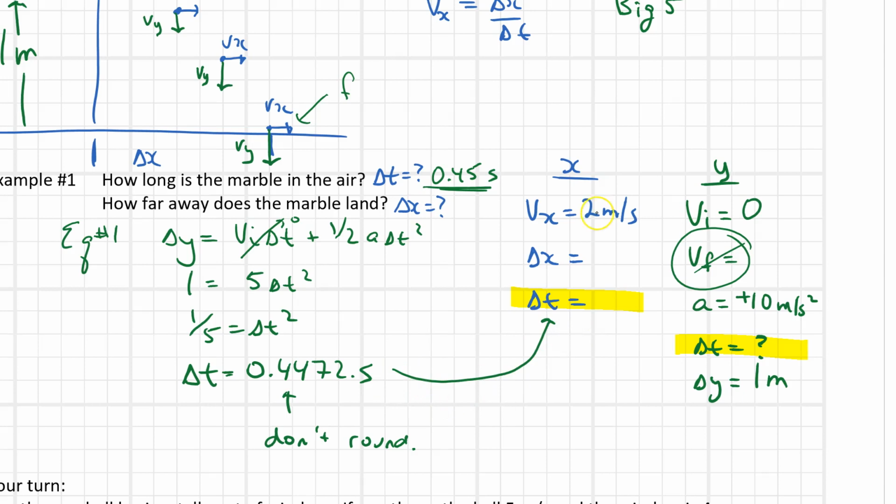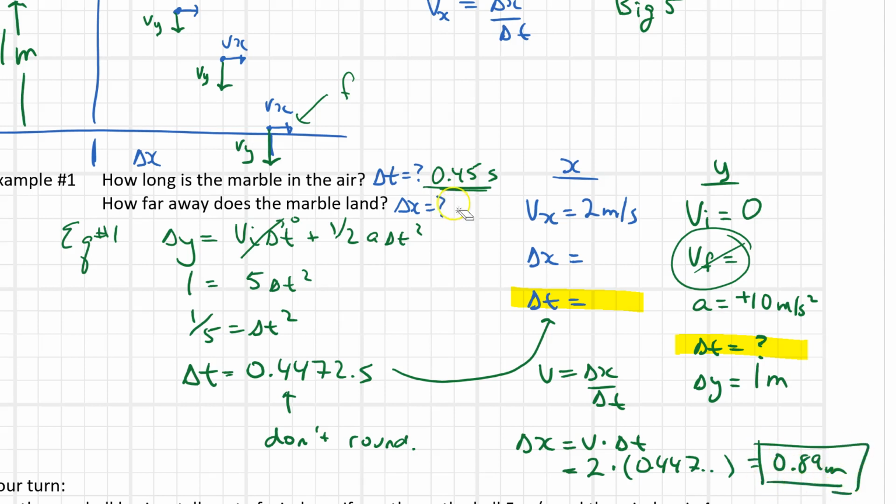Okay, so now looking at the x side, now I know what time is. I know what the velocity is, so I can figure out what the delta x is. So if v is equal to delta x over delta t, solving for delta x, it's going to be delta x is equal to v times delta t. So it's really just multiplying that times 2 by 0.447, whatever else in the calculator. And so my final answer is 0.89 meters. And so there's my 2 answers.